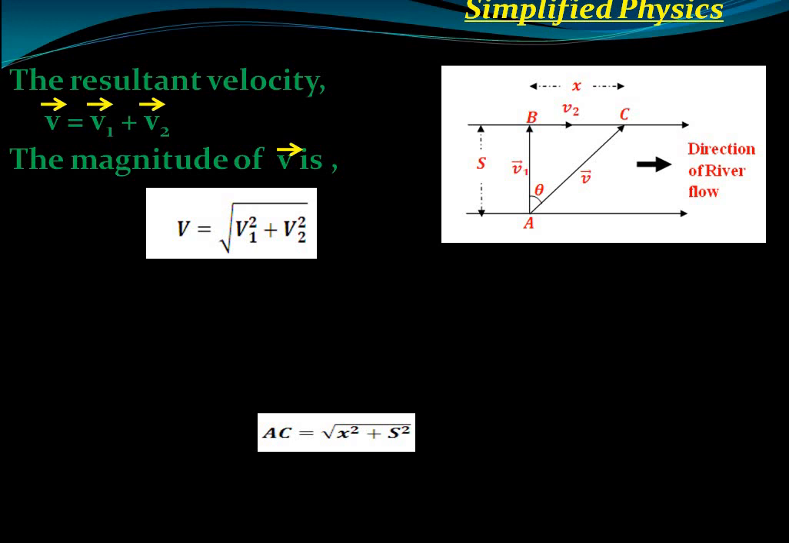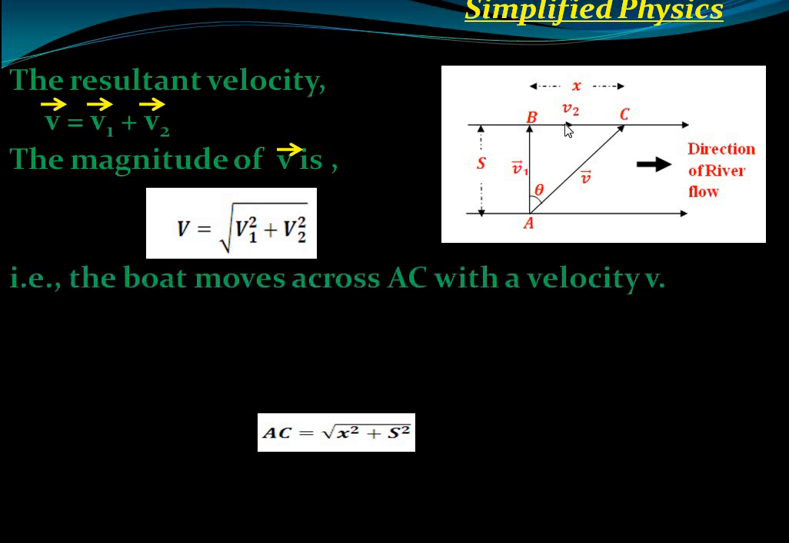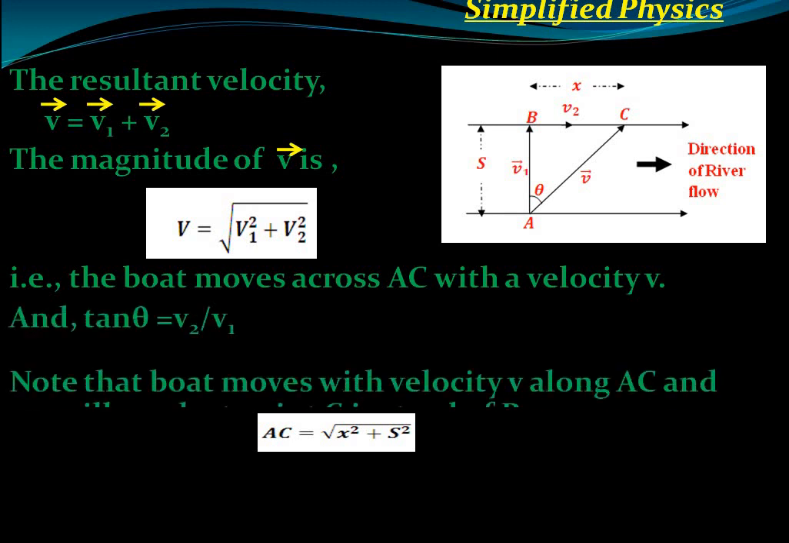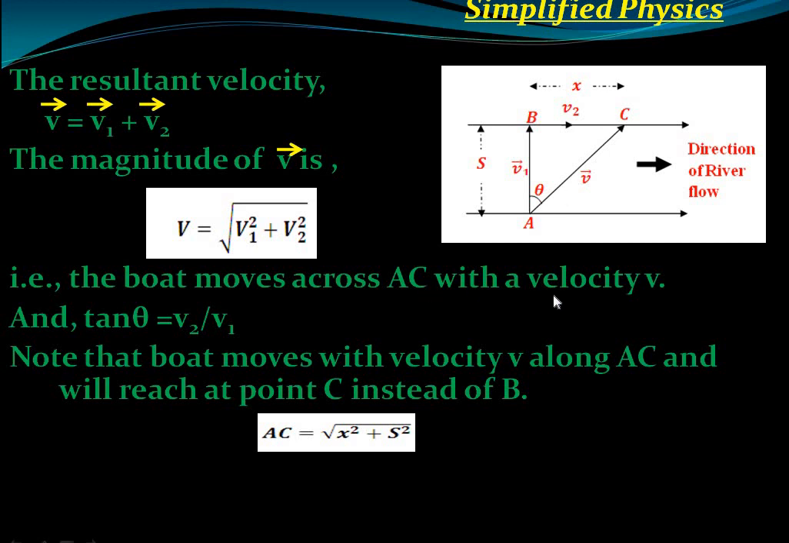The magnitude of the relative velocity of the boat with respect to the river is b equals square root of b1 squared plus b2 squared, where b1 is the magnitude of the b1 vector and b2 is the magnitude of the b2 vector, that is the river velocity. The boat moves across AC with the velocity b. If theta is the angle made by the relative velocity b with AB, then using the Pythagoras theorem, AC squared equals AB squared plus BC squared, where AB is the width of the river and BC is the displacement.